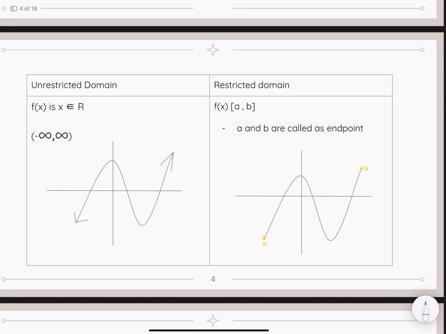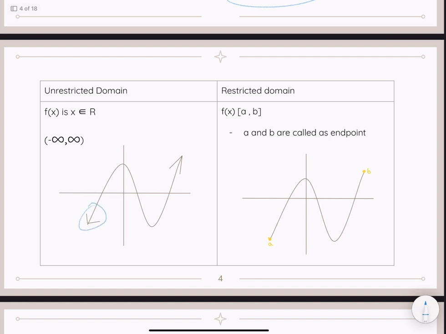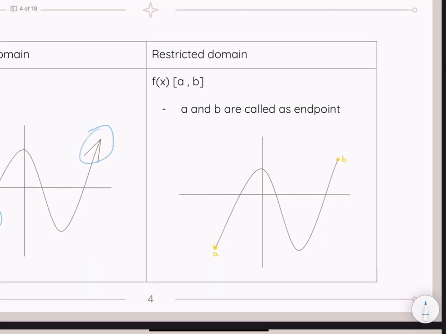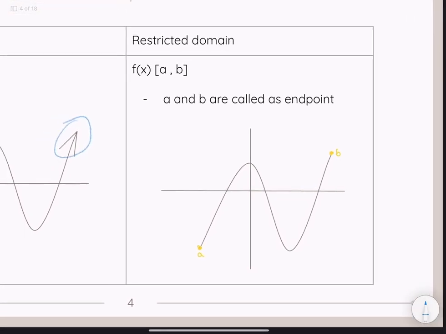A function with unrestricted domain has a domain of all real numbers, which means it is from negative infinity to infinity. And a restricted domain is a domain from A to B, and A and B are also called endpoints.